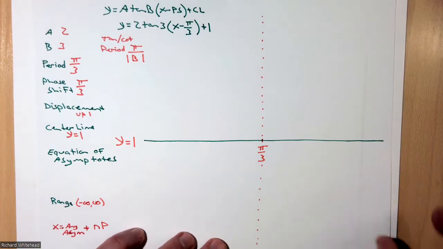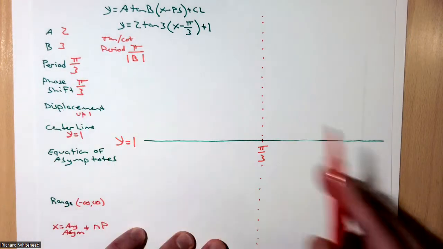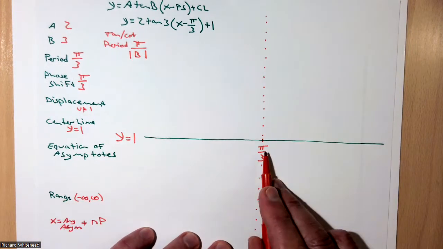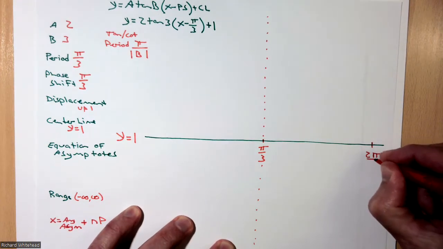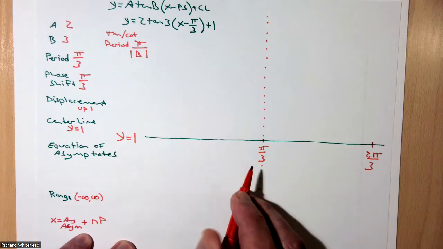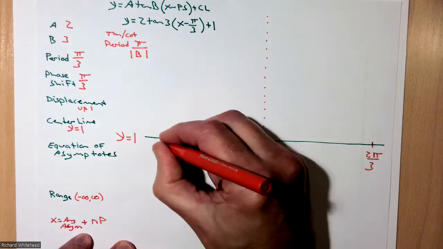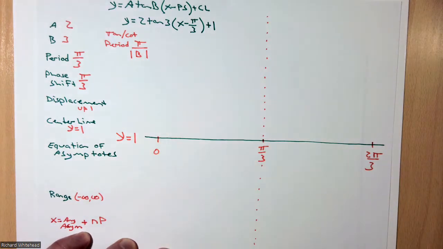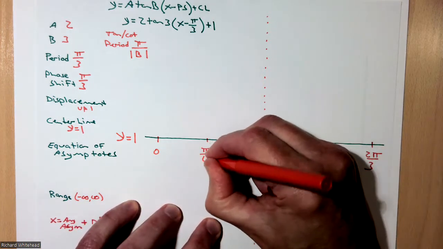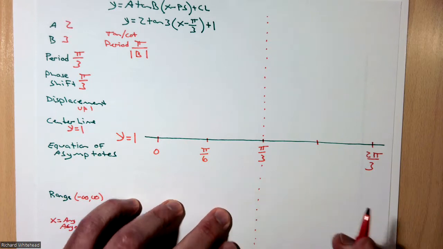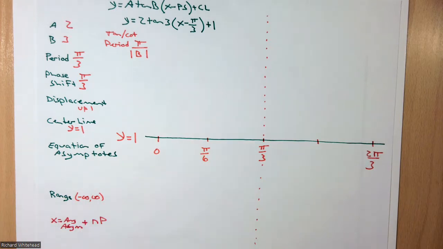All right, so here we go. We got all our basic information. So the period's pi over 3. So if I start at pi over 3 and I go pi over 3 spaces to the right, that takes me to 2 pi over 3. If I'm at pi over 3, I go pi over 3 to the left, that takes me to 0. And we start chopping all this in half. So that would be pi over 6. Okay, this is going to be really annoying.